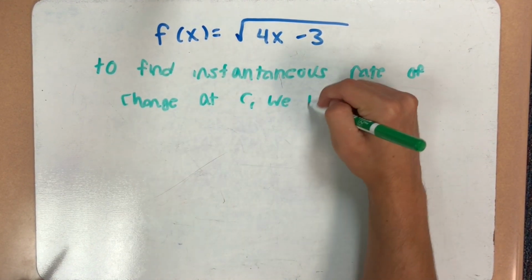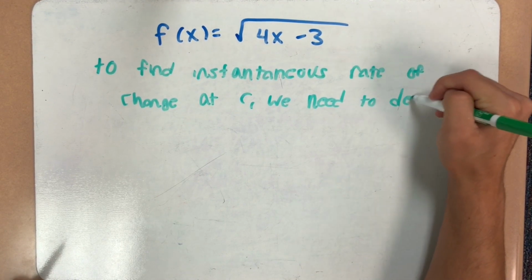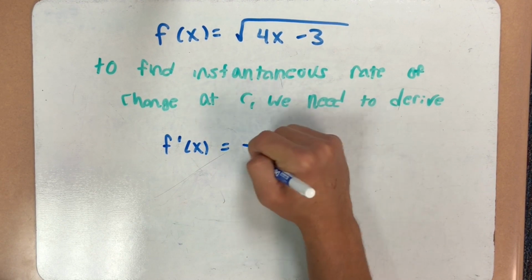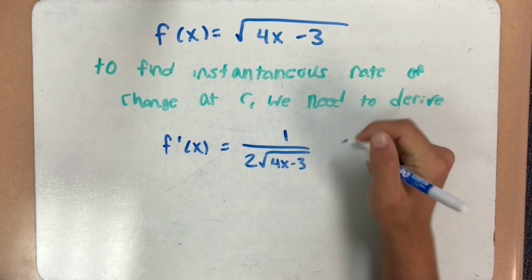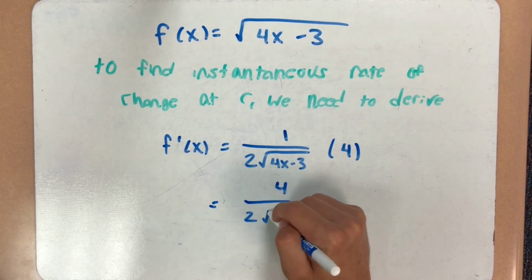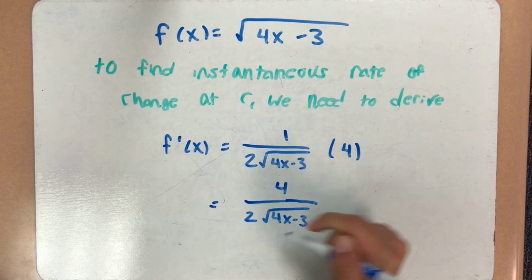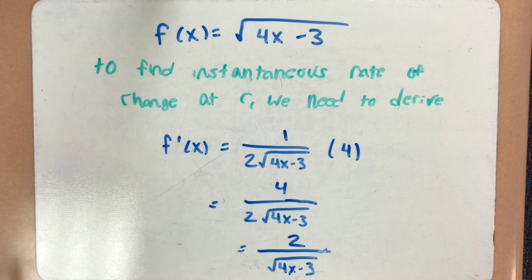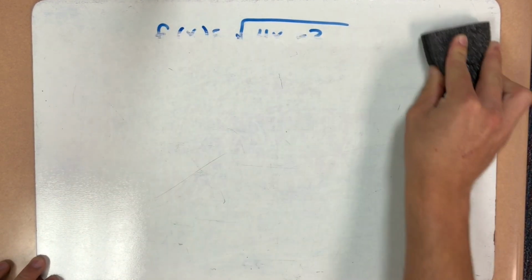F of x is equal to the square root of 4x minus 3, and to derive square root functions, we can use 1 over 2 times the square root of u times the derivative of u. In this case, u is the 4x minus 3. So, we can derive to get 1 over 2 root 4x minus 3 times 4, or when we simplify, 2 over the square root of 4x minus 3. Now we can set up the mean value theorem equation.